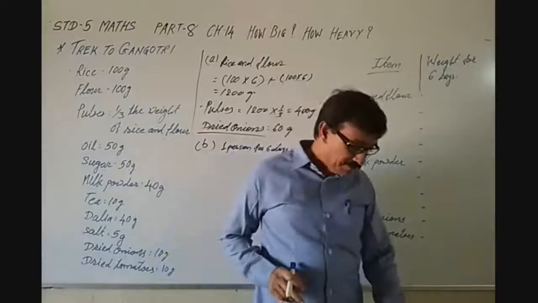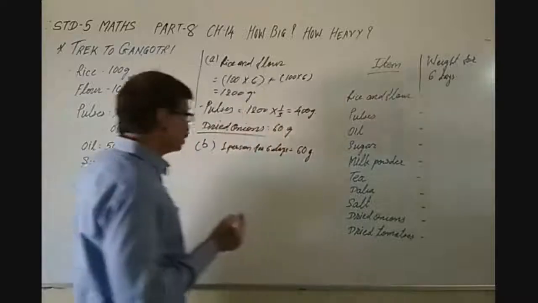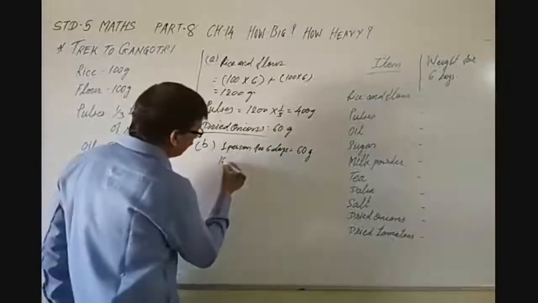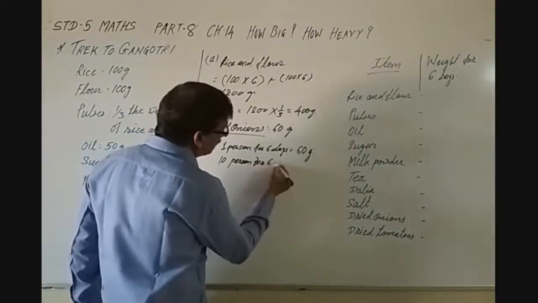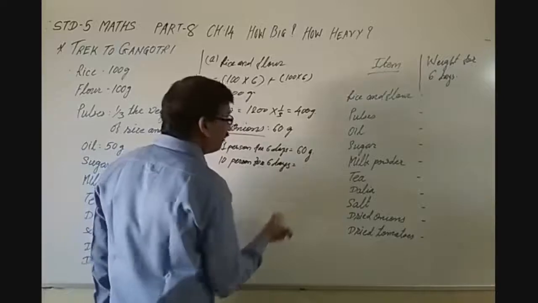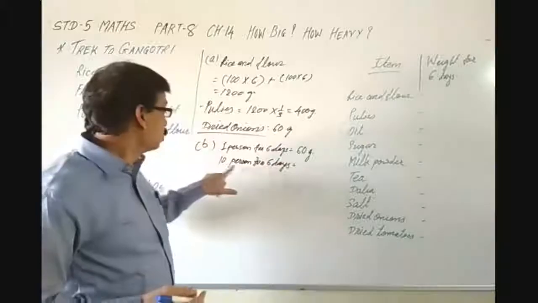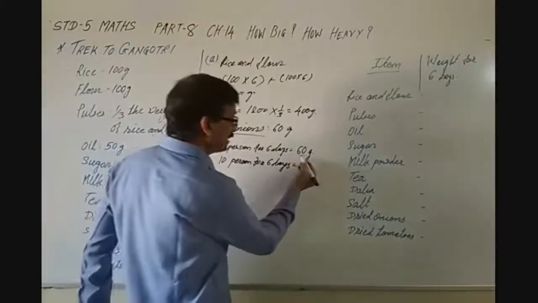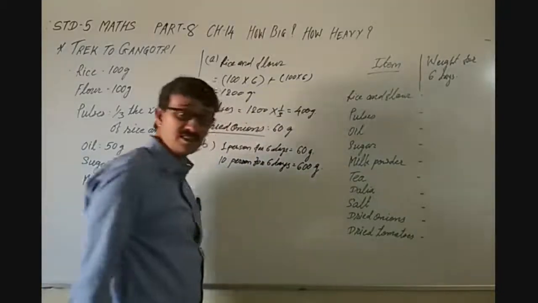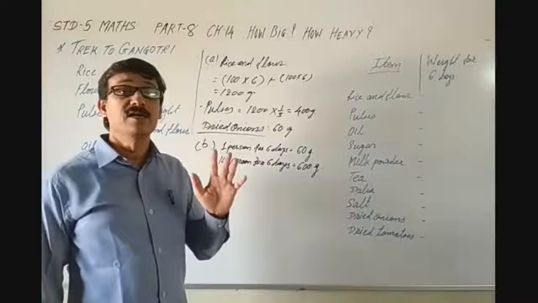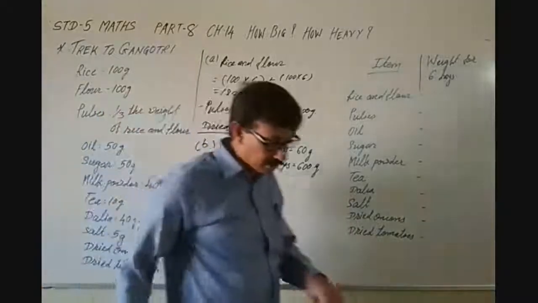So if we find out for 10 person, so dried tomatoes for 10 person for 6 days is equal to, see, this is 1 person 6 days 60 gram. So 10 person for 6 days, that is 60 multiplied by 10 is 600 gram, isn't it? So 10 persons will require 600 gram of dried tomatoes, isn't it?